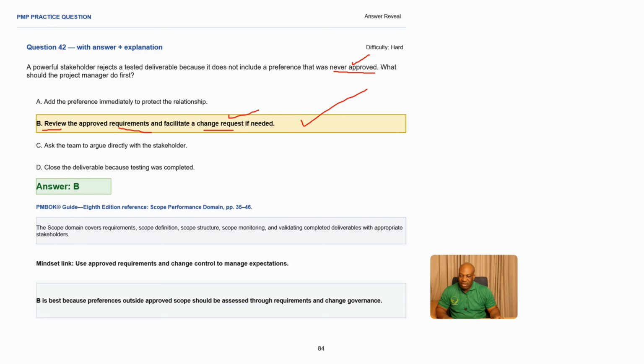So where is our reference in our PMBOK? Scope performance domain, which is on page 35. And then our mindset, which is applicable in this scenario, is you use approved requirements and change control to manage expectations. In this particular scenario, the client is asking for something which was never approved. So it has to go through the change process, making B the best answer, because a preference outside approved scope should be assessed through requirements and also change governance.